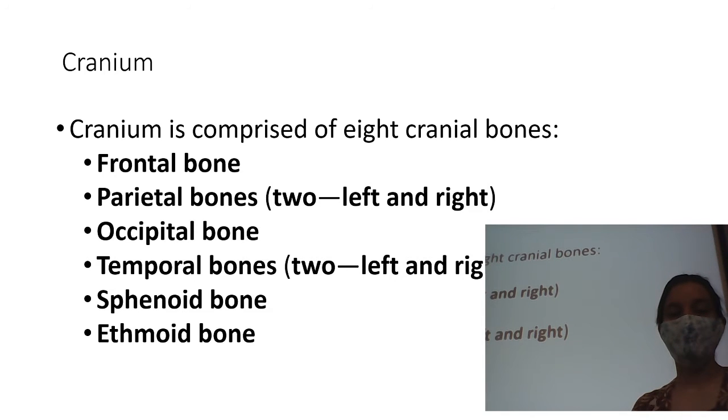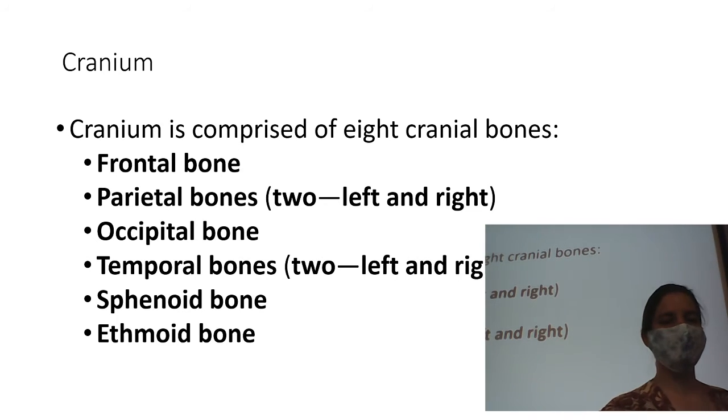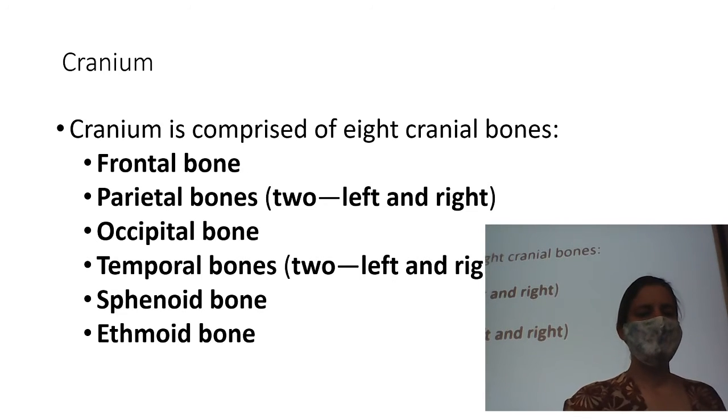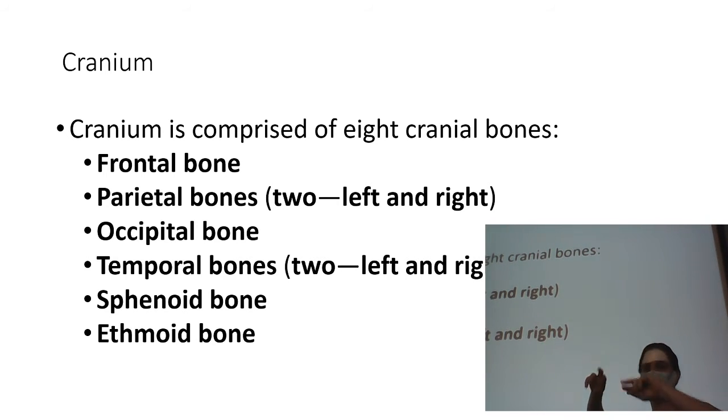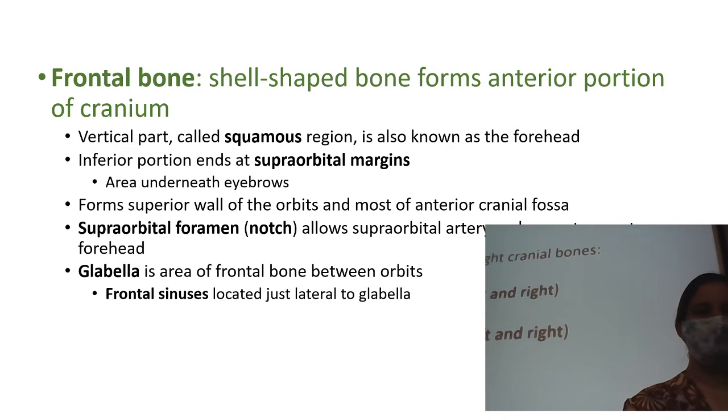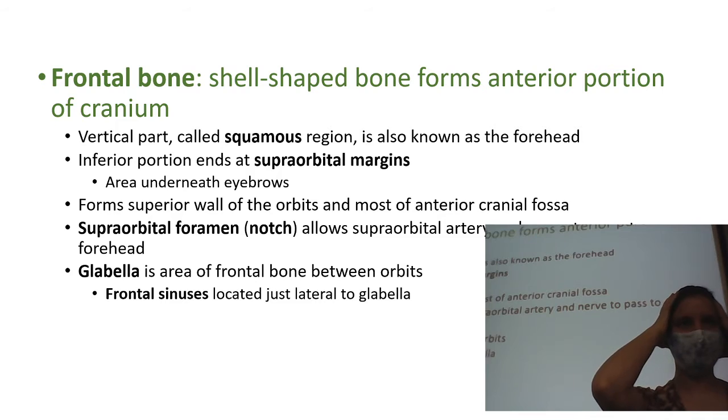Cranium's got 8 cranial bones. Frontal bone, the parietal bones, occipital bone, temporal bones, sphenoid bone, and ethmoid bone. The parietal bones and temporal bones are paired. And this is the part that falls along with your skulls or with your face and head. Okay?